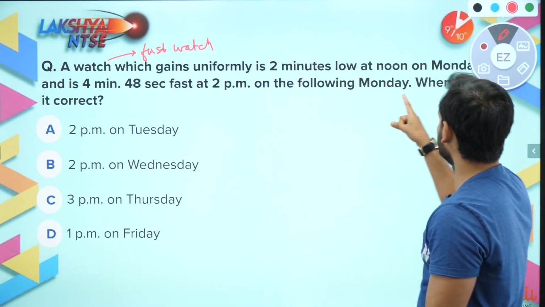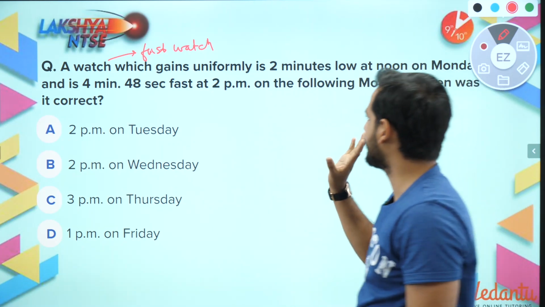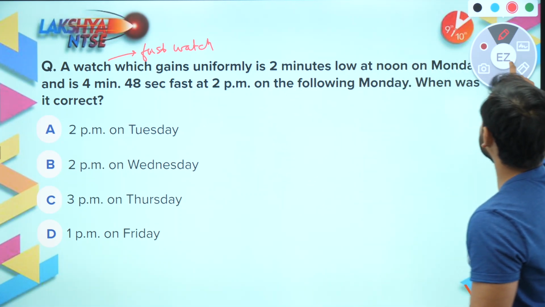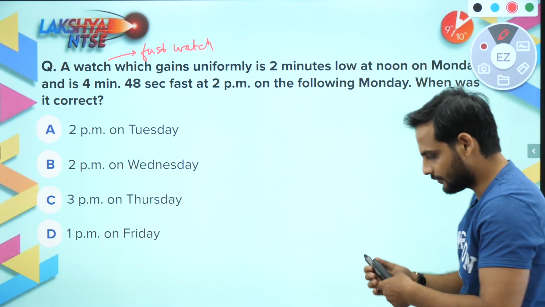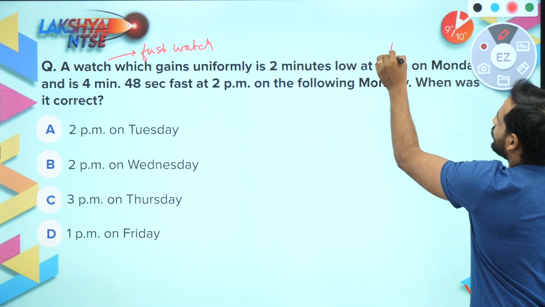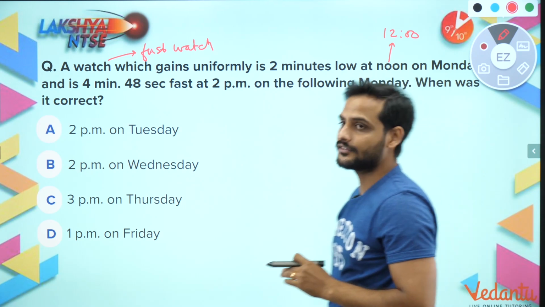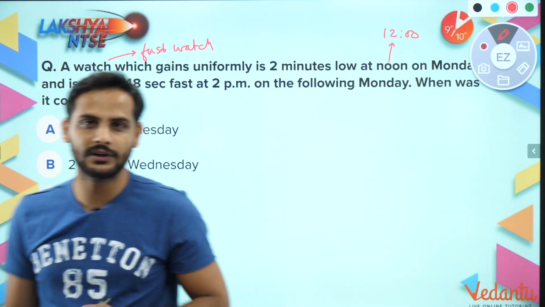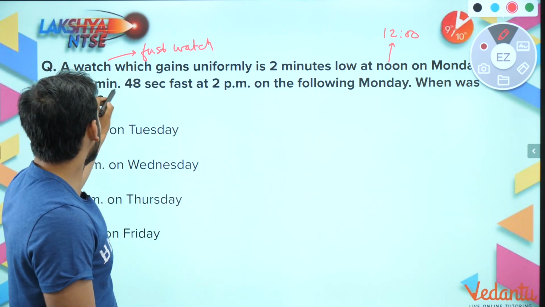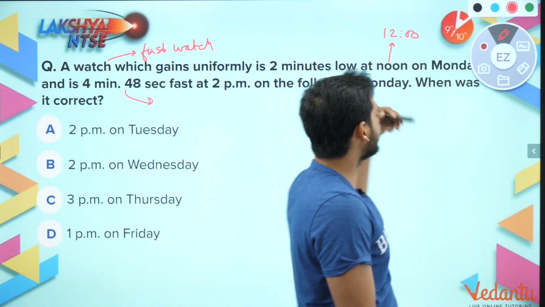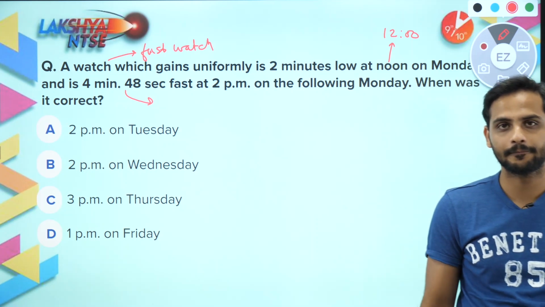Okay, so it is shown that at noon on Monday, at noon means 12 o'clock, at 12 o'clock on Monday, this watch is 2 minutes behind the actual time, and 4 minutes 48 seconds ahead of the time on 2 p.m. on the following Monday. That means the next Monday.